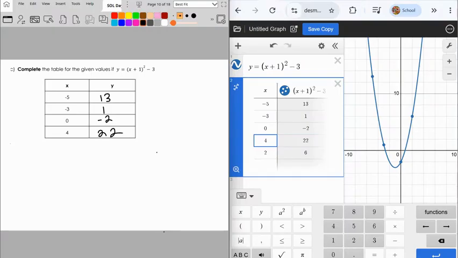Okay, so once again, if you're given an equation, you can type it straight into Desmos, push that gear symbol, and add a table.